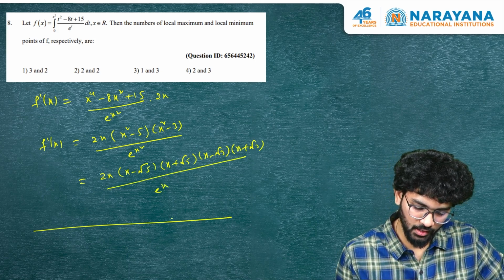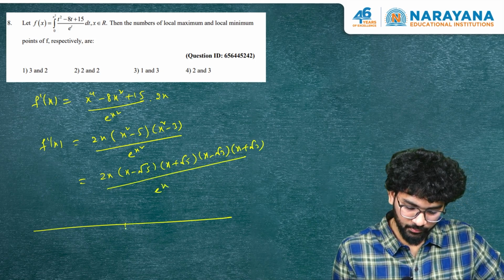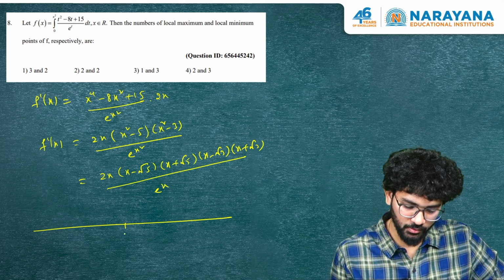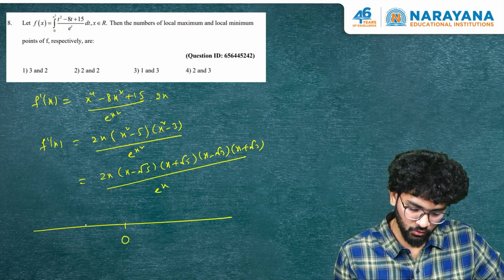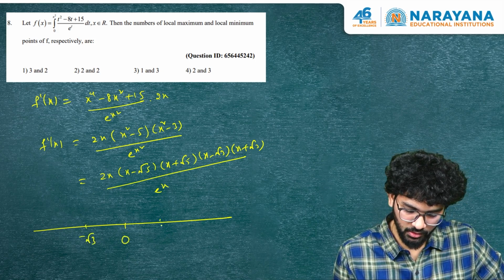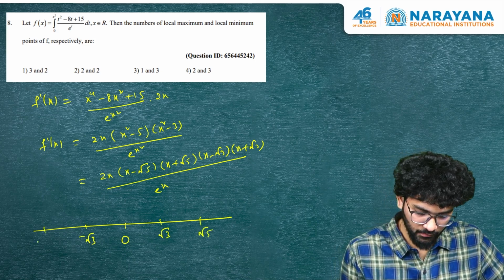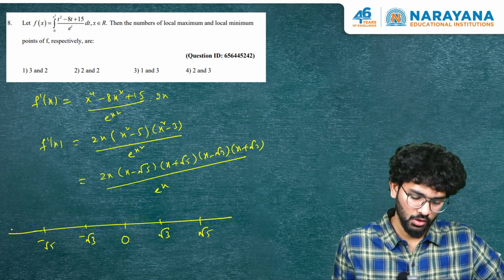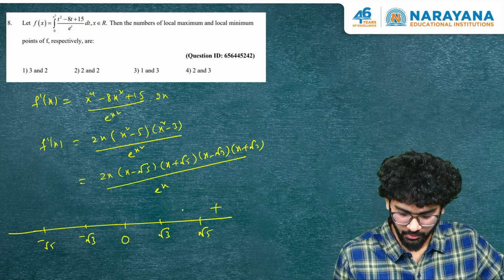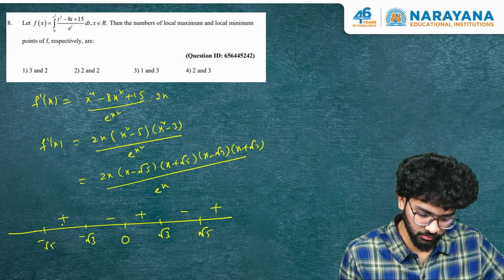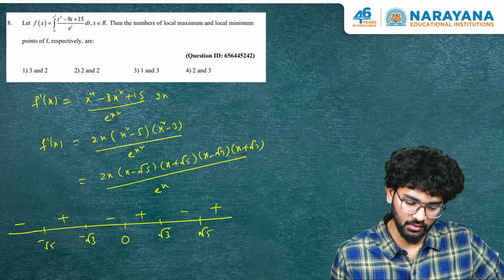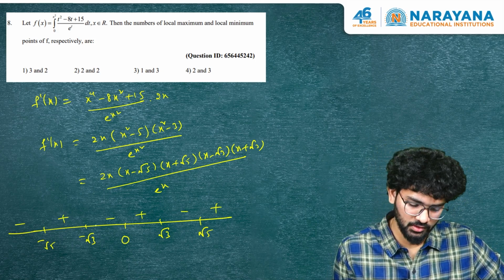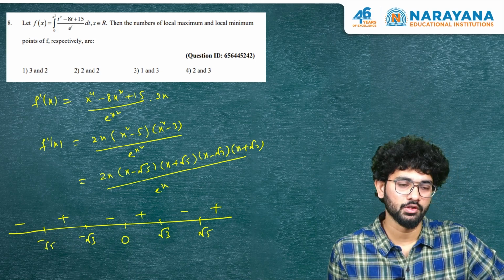If you draw the number line and mark the points where f'(x) becomes 0, they are x = 0, x = -root 3, x = root 3, x = root 5, and x = -root 5. These are the values where f'(x) becomes 0. If you see the sign changes, plus, minus, plus, minus, plus, minus, from the wavy curve method we can see the sign changes of f'(x).